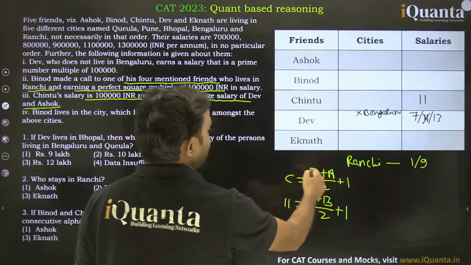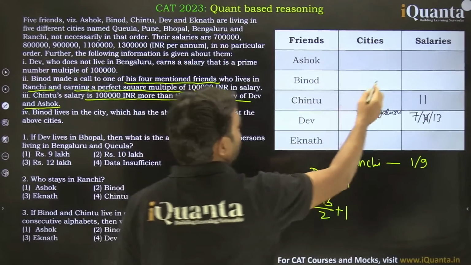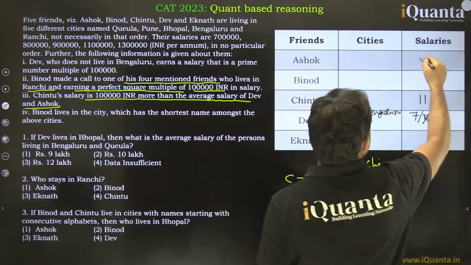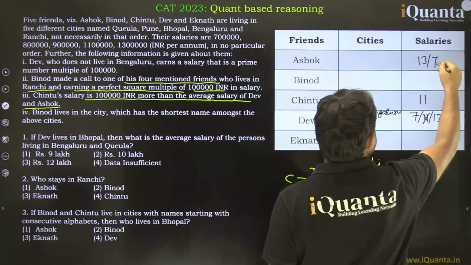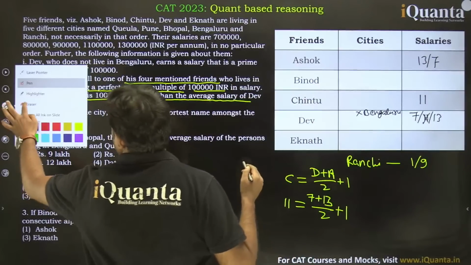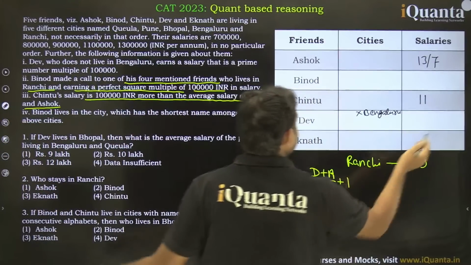So we can discard 11 from here, and A and D are earning 7 or 13. So A will be 7 or 13, and this will be 13 or 7. We can write 7 or 13.